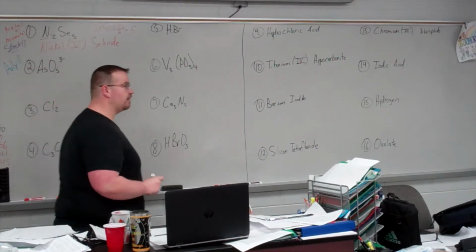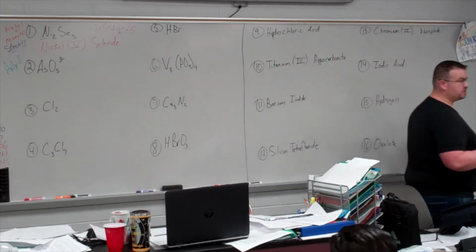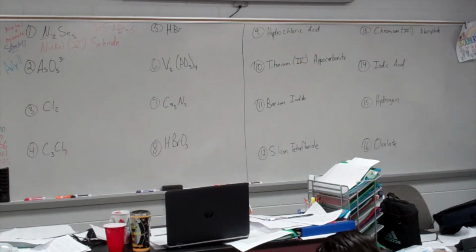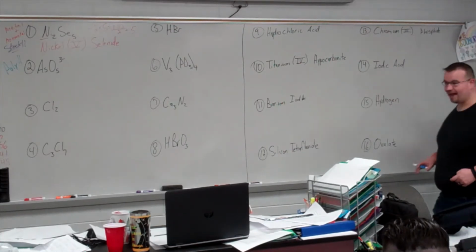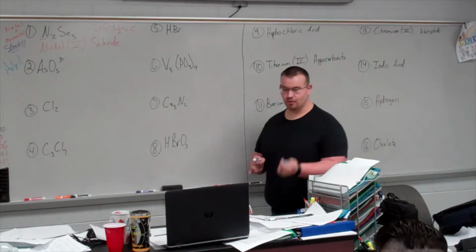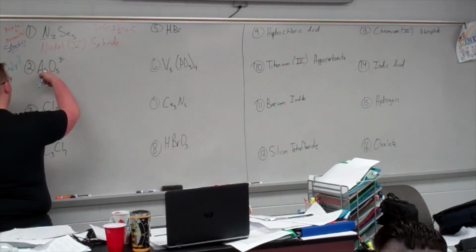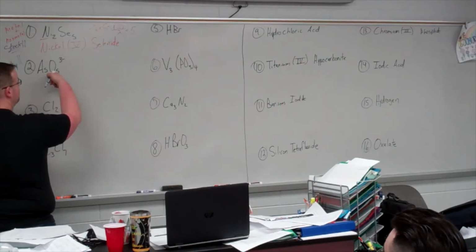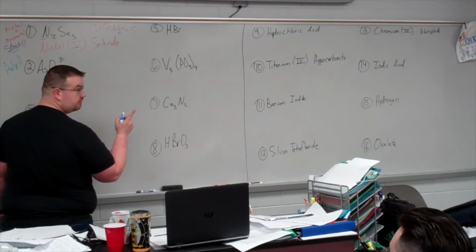Since it's a polyatomic ion, I'm going to use my oxyanion rules, especially because this has oxygen in it, so it makes it simple for me. I have no idea, well I do, but let's pretend I don't have an idea of what AsO5 3- is. I go back to the root ion. The root ion has arsenic and oxygen in it. Arsenate.